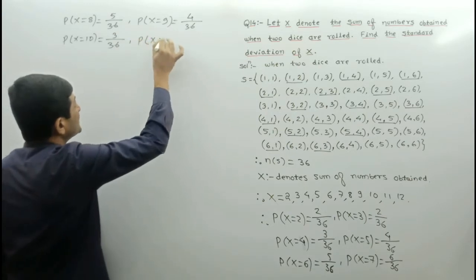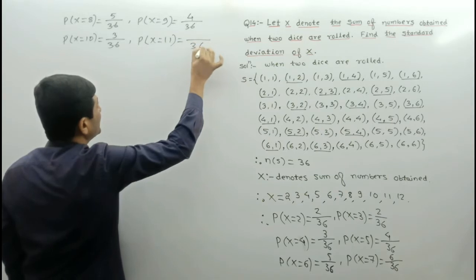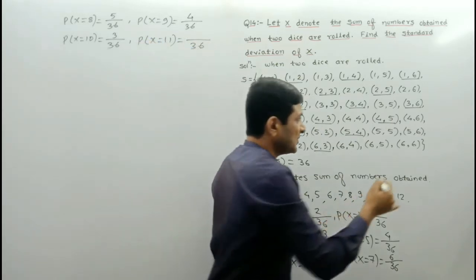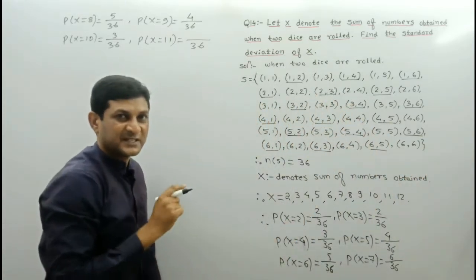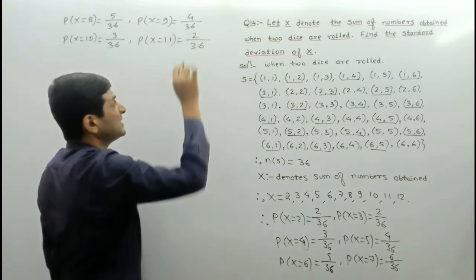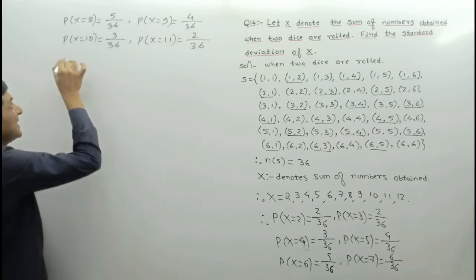Later on, P of x equal to 11 means finding such elements where the sum of the two numbers obtained is 11. So here 6, 5 and 5, 6. We can observe that 5 plus 6 is 11 and 6 plus 5 is also 11. That means a total of 2 elements out of these 36 where the sum of the two numbers obtained is 11.